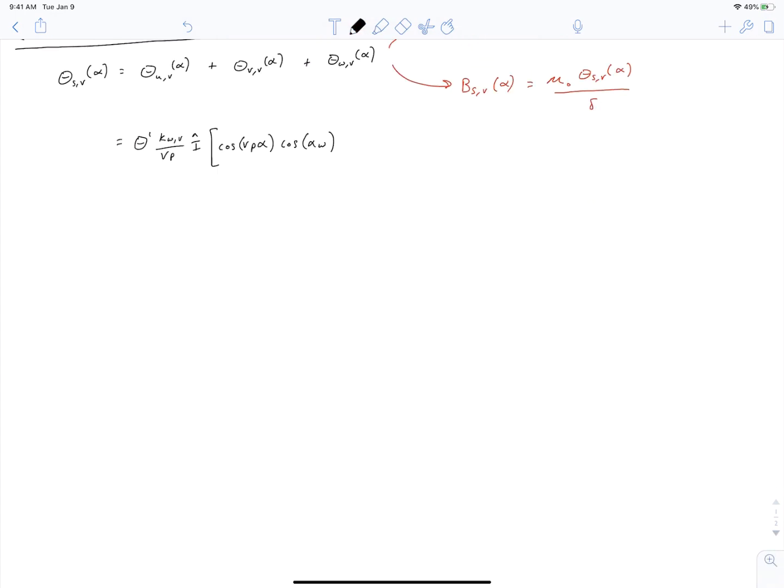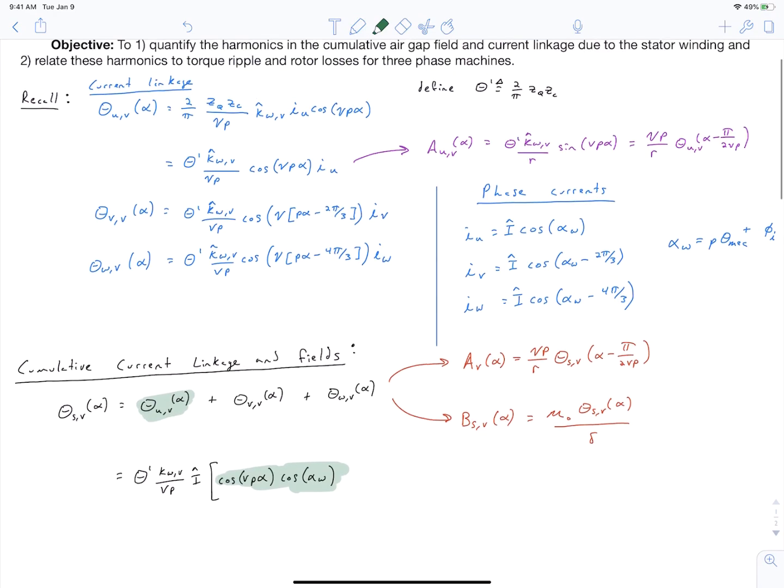And so now what I'm doing is I'm going to plug in our expressions for each of these phase current linkages, and I'm going to add them up and work on the math. So you can see already I've written out our current linkage due to phase U has got this cosine vp alpha. So I pulled these terms out and I put them out here in front. And then my cosine sits inside here, and it's multiplied by IU, which has got I hat times cosine of alpha W. So here I hat came out because it's common to all three of these. And then cosine of alpha W is sitting right here.